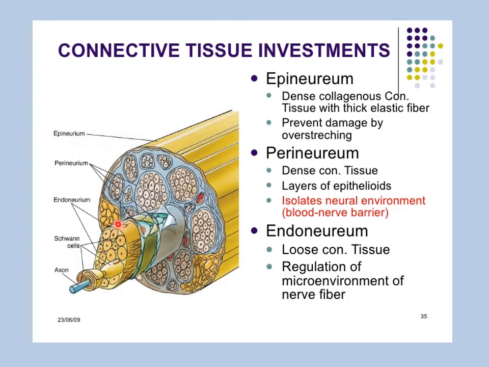Then the bundles of nerve fibers are surrounded by the perineurium. Collectively, all the bundles of nerve fibers are surrounded by the perineurium, which is a dense connective tissue, and it isolates the neural environment and forms a blood-nerve barrier. Then the whole of the bundles, or fasciculi, of nerve fibers are surrounded by a connective tissue covering, which is the epineurium. It's a dense collagen connective tissue with thick elastic fibers.